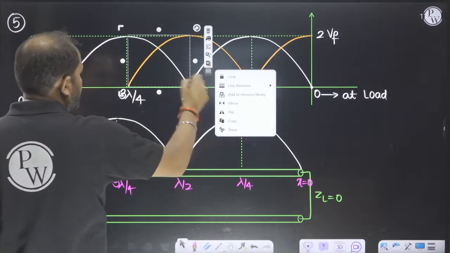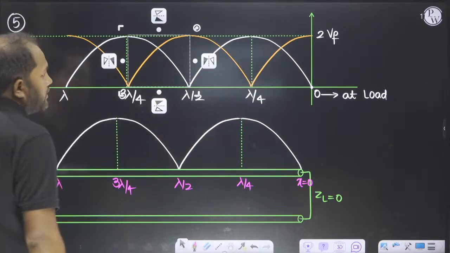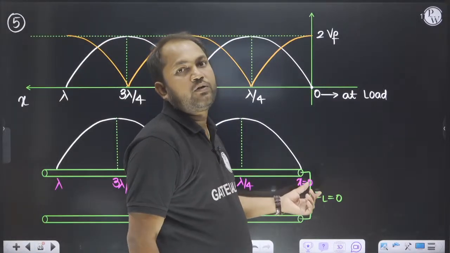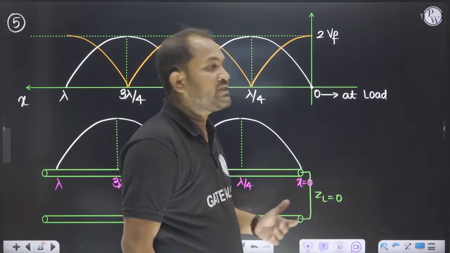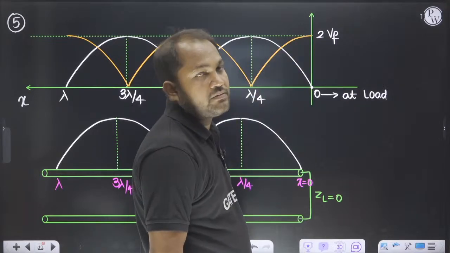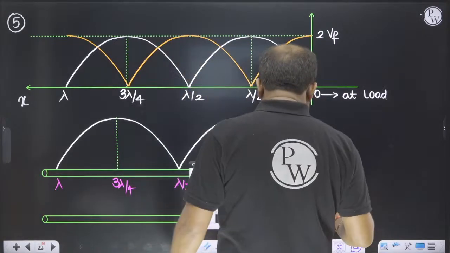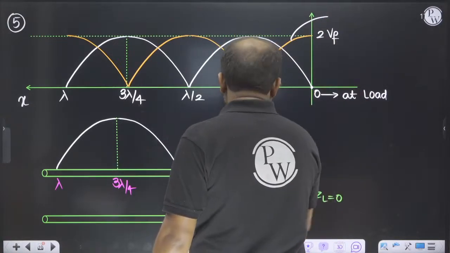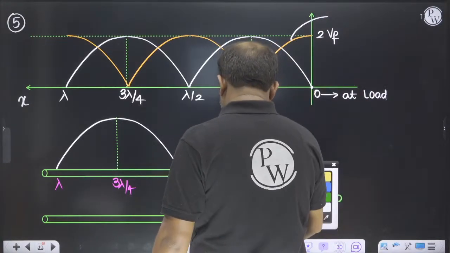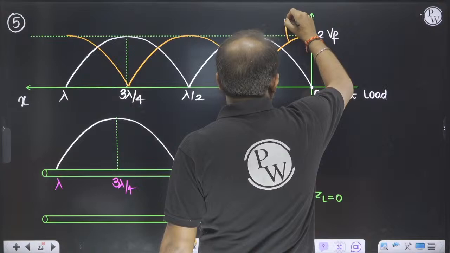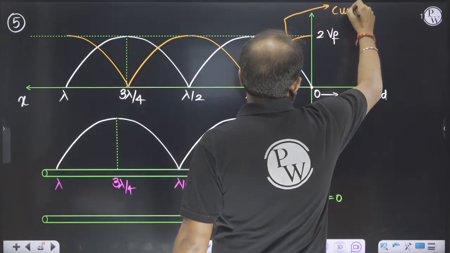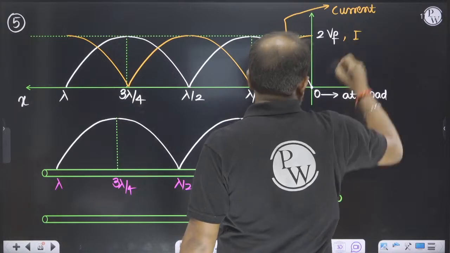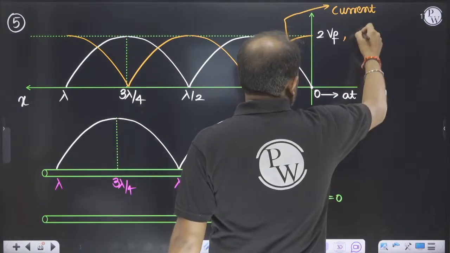Why are you drawing like this? Because at short circuit voltage is 0, and at short circuit current is maximum. So current should be maximum. So this is the graph for current. It will be 2If.